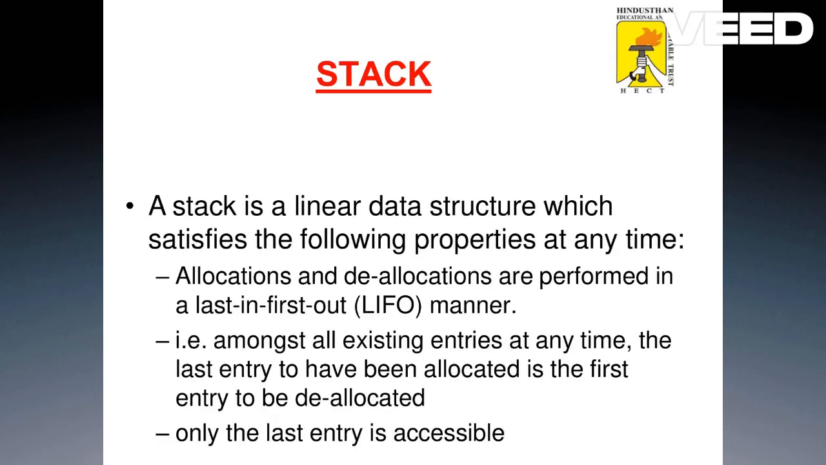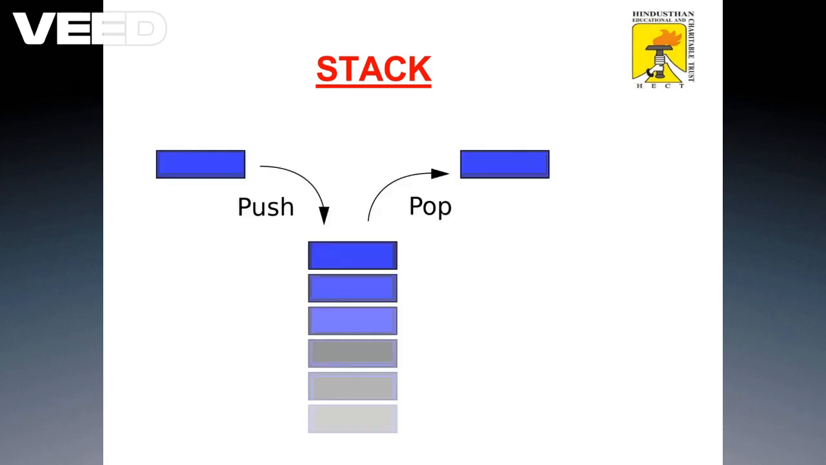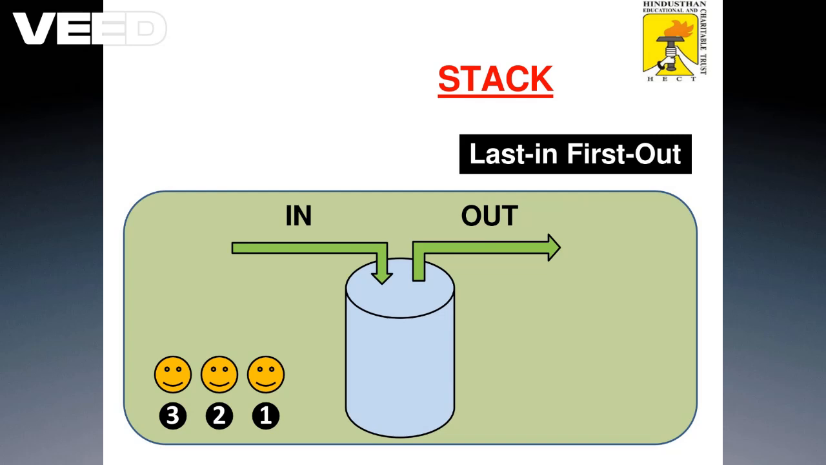A stack is a linear data structure which will satisfy the following properties at any time. Allocations and deallocations are performed in the last in first out manner. So among all existing entries at any time, the last entry allocated is the first entry to be deallocated. Only the last entry will be accessible. This is a sample of stack operations. We have push and pop operations, push for insertion and pop for deletion. So this is a last in first out operation.